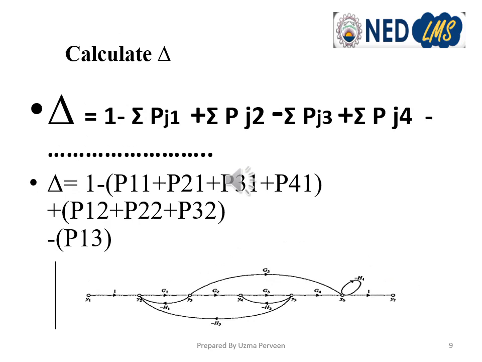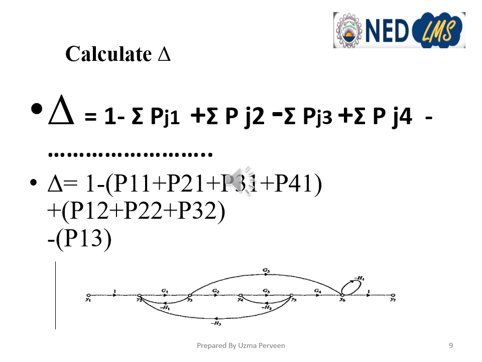Now we calculate the value of del. The formula of del, if you have remembered, we have already discussed. Del equals 1 minus summation Pj1 plus summation Pj2 minus summation Pj3 plus summation Pj4 and so on. We have combination of two non-touching loops and combination of three non-touching loops. So Pj4 is not in use for us.